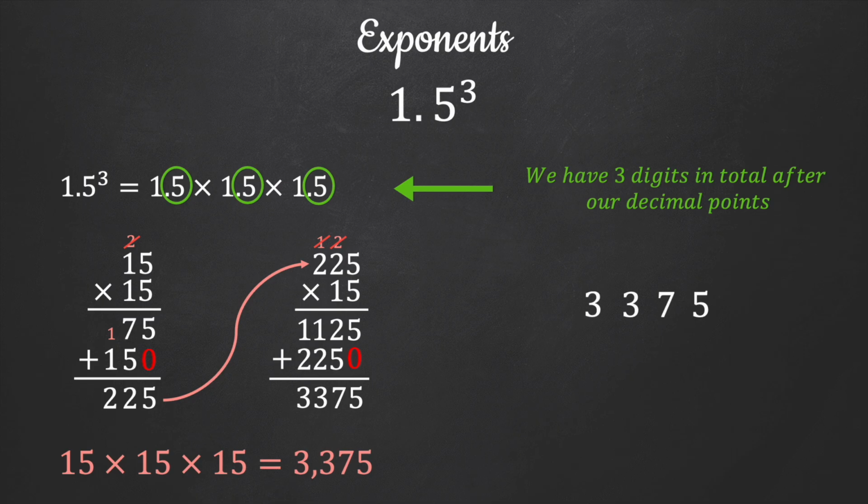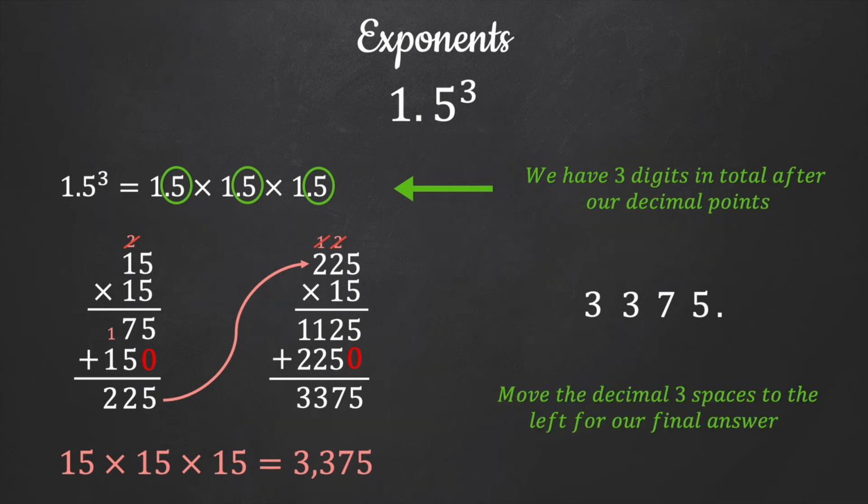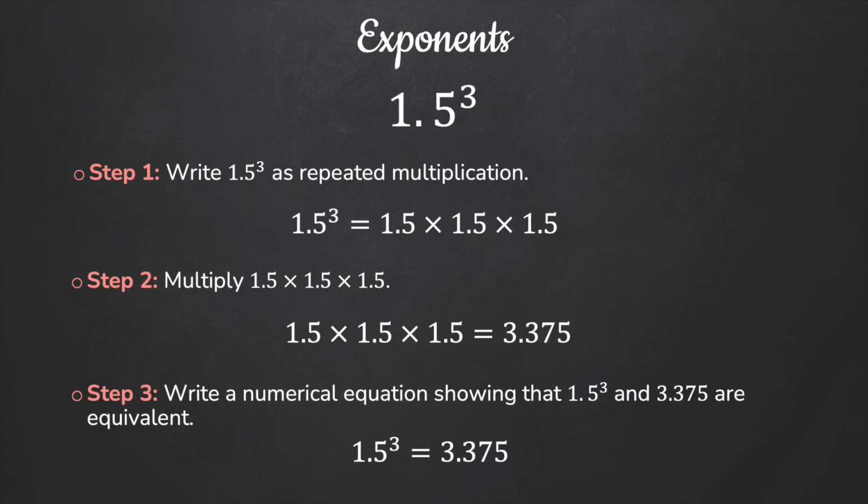That means we're going to take our answer, which is 3,375, and put a decimal where it belongs because it's a whole number. It goes at the end. And now we're going to go ahead and move the decimal 3 spaces to the left for our final answer. So 1, 2, 3. And then we're going to go ahead and move our decimal. So 1 and 5/10 times 1 and 5/10 times 1 and 5/10 is equal to 3 and 375 thousandths.